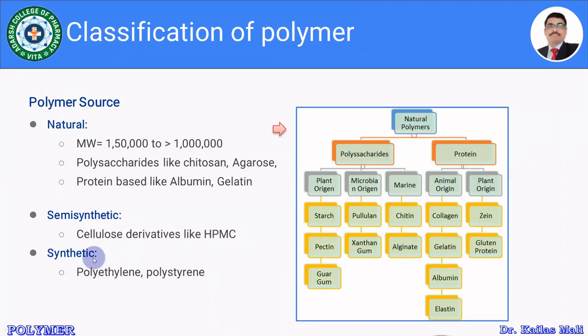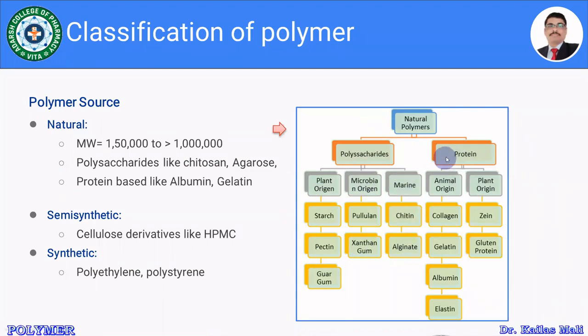Synthetic polymers are purely synthetic, synthesized in the laboratory, for example polyethylene and polystyrene. So according to polymer source, polymers can be classified into natural, semi-synthetic, and synthetic polymers. Natural polymers are further classified into polysaccharides and proteins. Polysaccharides include plant origin like guar gum, microbial origin like xanthan gum, and marine origin like chitin and alginate.